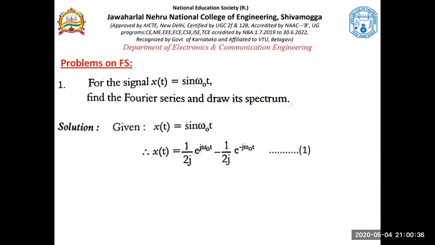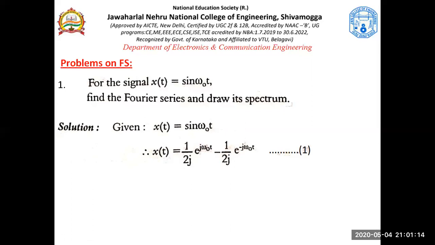Now the given signal is sine omega naught t, and we all know how sine omega naught t can be expressed in terms of the complex exponentials. It is e power j omega naught t minus e power minus j omega naught t, divided by 2j. So 2j in the denominator, this needs to be understood. Now we express this x of t, which was sinusoidal, in terms of the complex exponential. Expressing sinusoidals in terms of complex exponential is the requirement here.